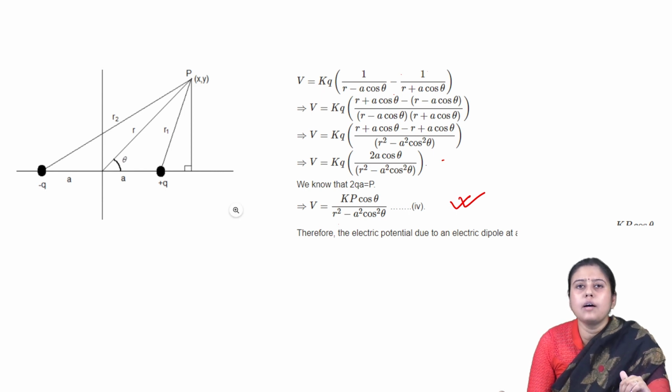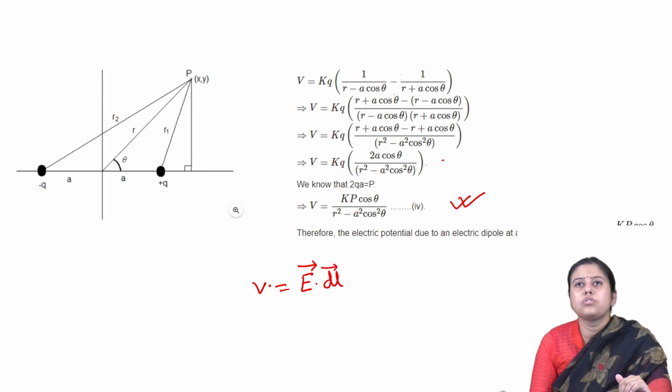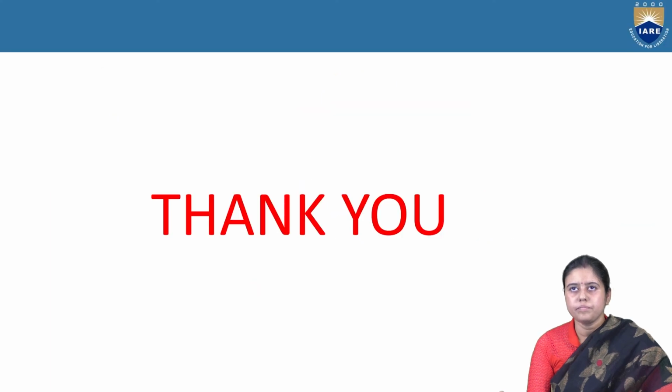If the question comes, calculate the field intensity, we have to add one more line. V is equal to E into dl. So we already got the P value. It should only be multiplied by the length L. So the equation will be KPL cos theta by (r square minus a square cos square theta).